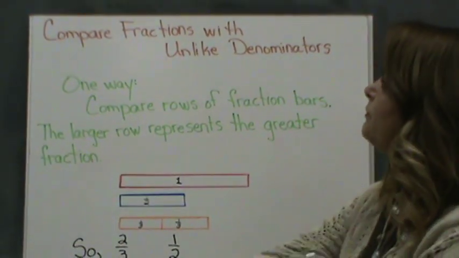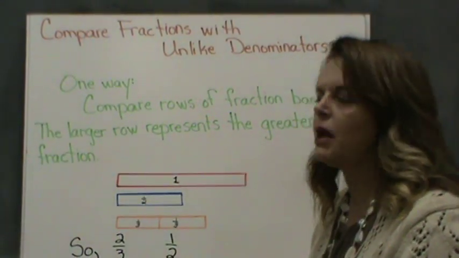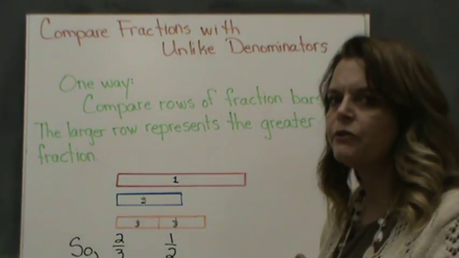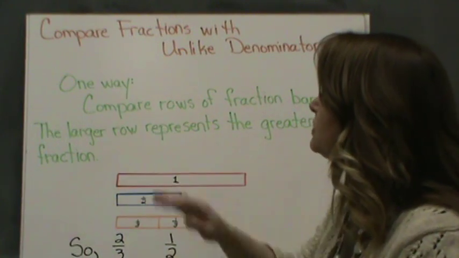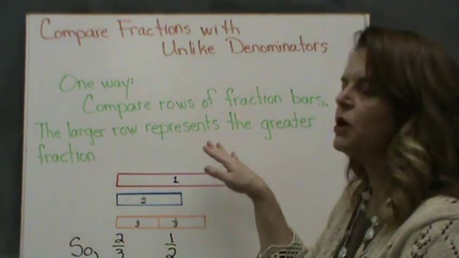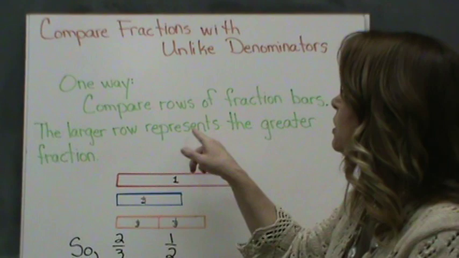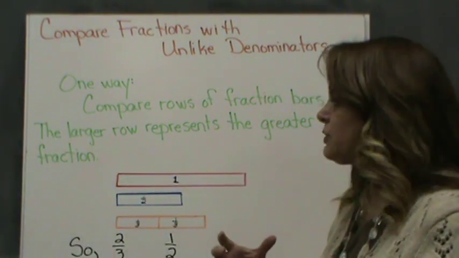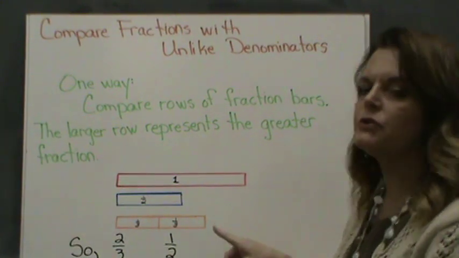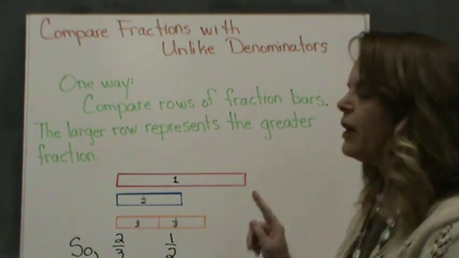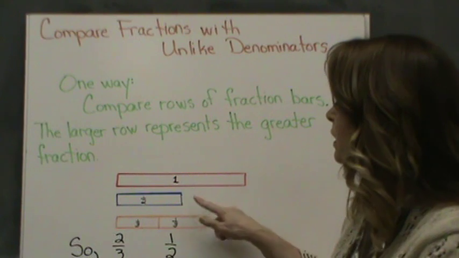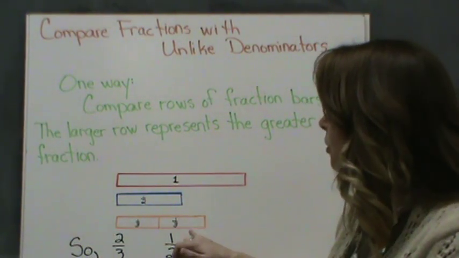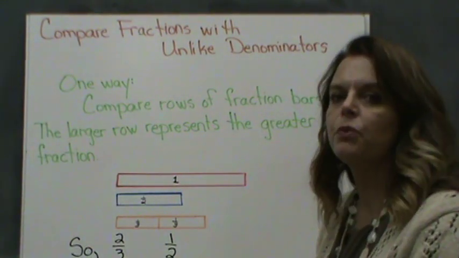Now we're going to talk about if we have fractions that have different denominators. So we're going to compare fractions with unlike denominators. And there's a few different ways that we can do this. First way is when we use the fraction bars in class and you're working with those, you can see that the larger row represents the greater fraction. So here our red fraction bars are always red, and the red fraction bars are equal to 1. The blue fraction bars are equal to 1/2, and the orange fraction bars are equal to 1/3.